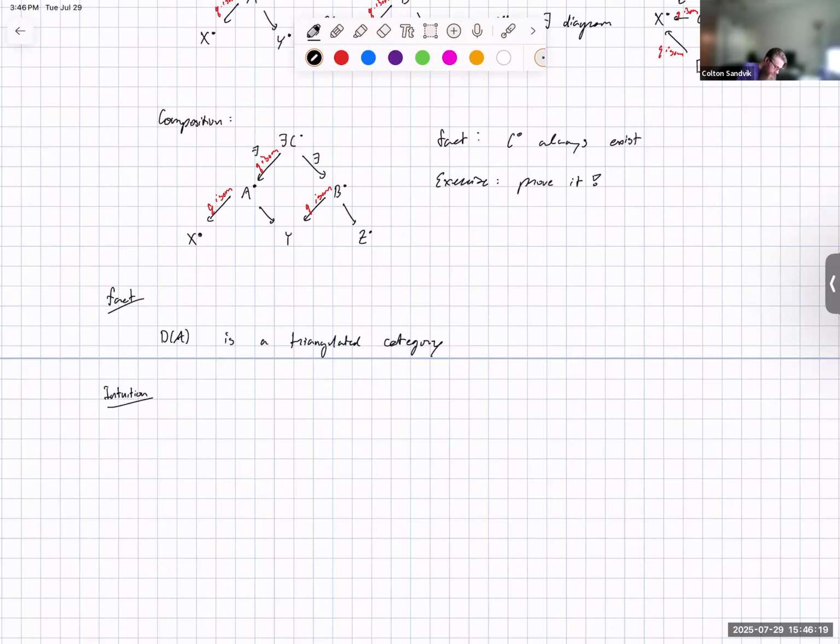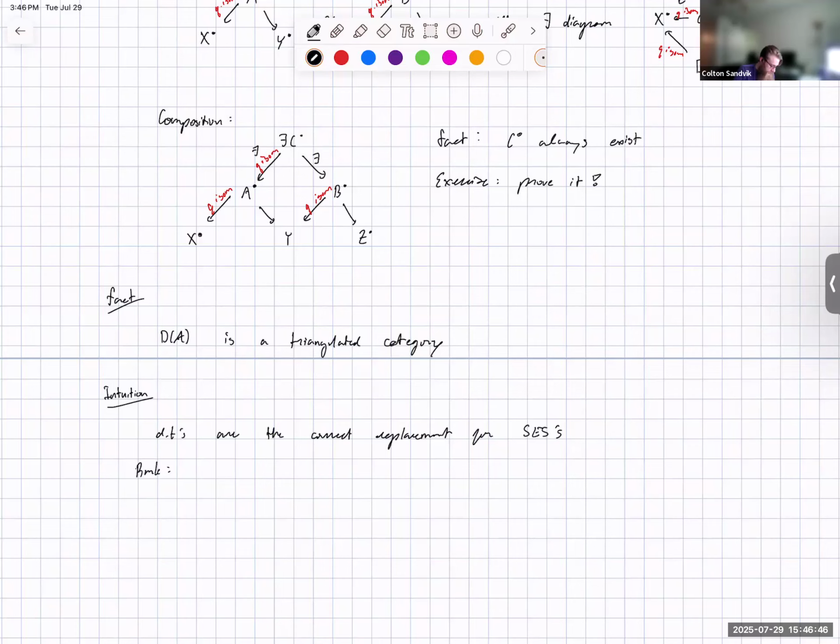is that distinguished triangles are the correct replacement for short exact sequences. And I guess this is partly a remark.